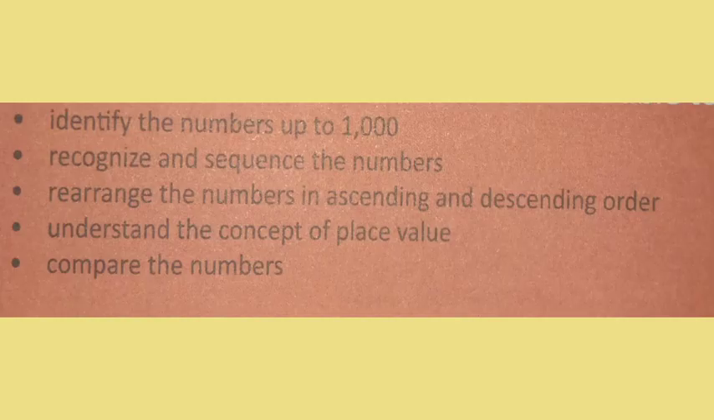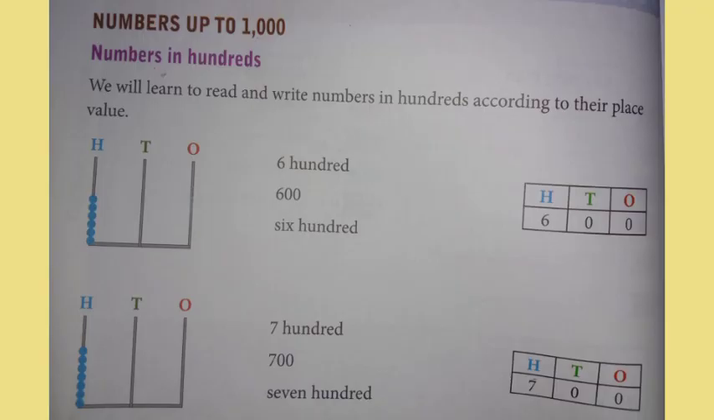In this chapter we learn to identify the numbers up to 1000, recognize and sequence the numbers, rearrange the numbers in ascending and descending order, understand the concept of place value, and compare the numbers. Numbers up to 1000, numbers in hundreds. We will learn to read and write numbers in hundreds according to their place value.